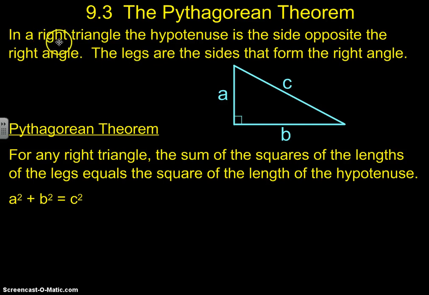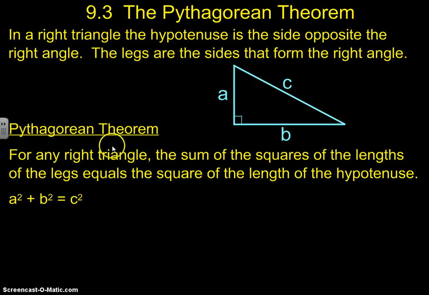Now, in a right triangle, we need to look at the parts. The two lines that form the right angle, and notice this box here, that means it's a right angle. These two sides are called the legs. They form the right angle. They're attached to one another, and they make this right angle here. This side opposite the right angle is called the hypotenuse. The hypotenuse is always the longest side in a right triangle.